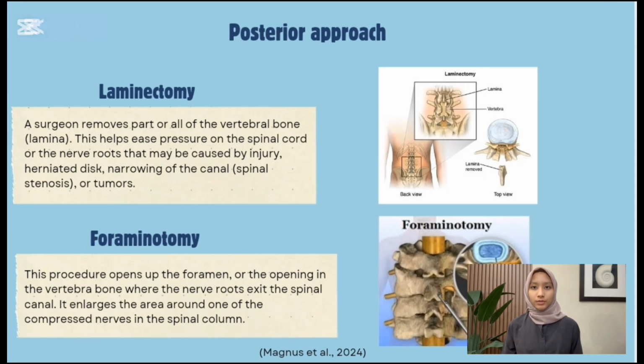Last but not least is foraminotomy. This is a procedure where bone or tissue is removed from the foramen, where the nerves exit the spine, to relieve pressure on the compressed nerve. The aim is to reduce the pain and numbness that the patient feels in their arm or leg. So that's all for doctor management.